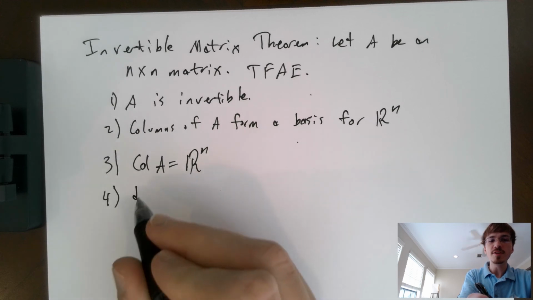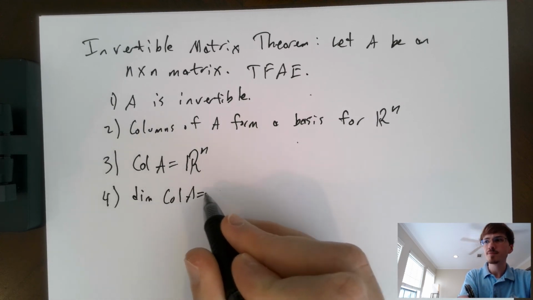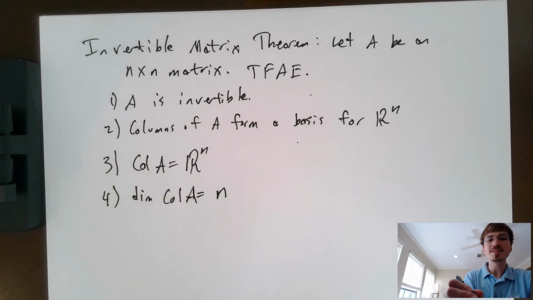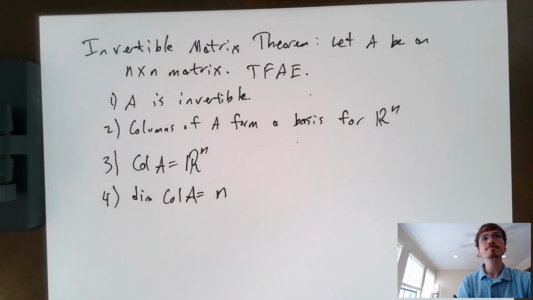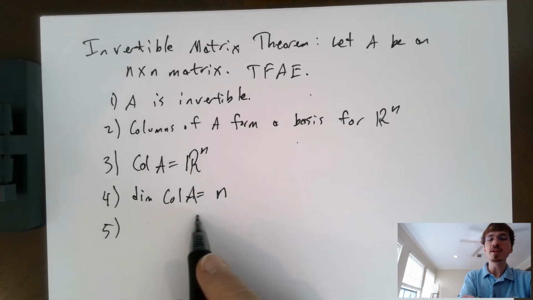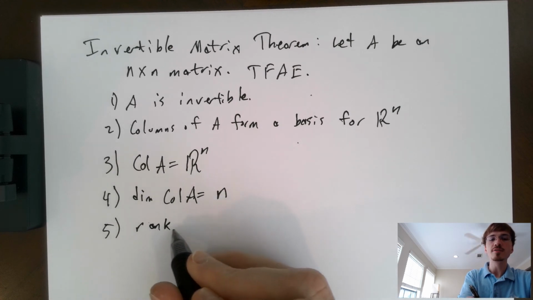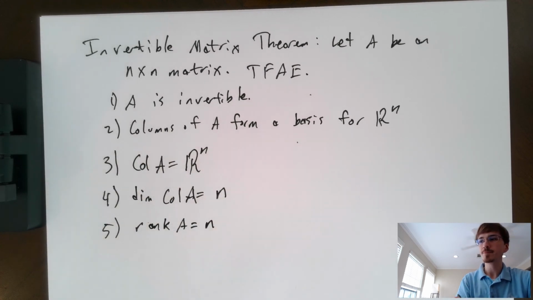4. Well, if the column space of A is Rn, what's the dimension of the column space of A? It's n, right? Because the dimension of Rn is n. 5. What's another way of saying the dimension of the column space? That says that the rank of A is equal to n.